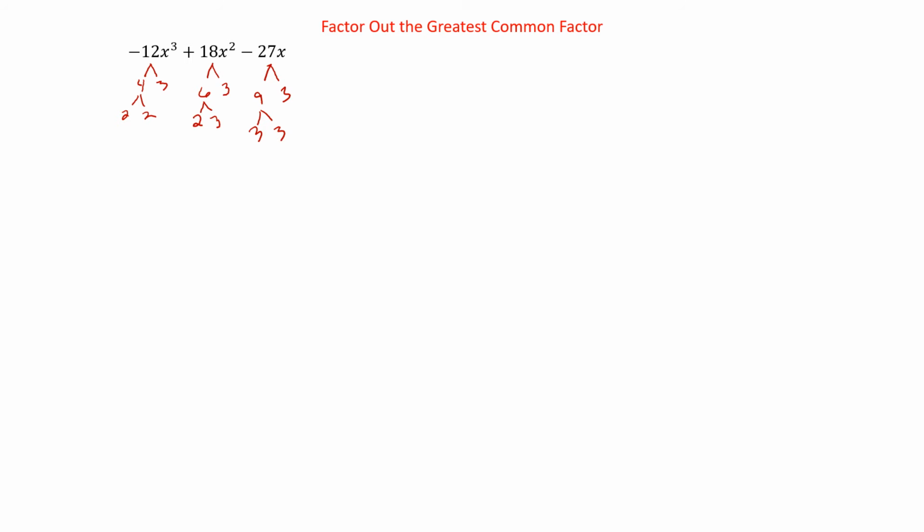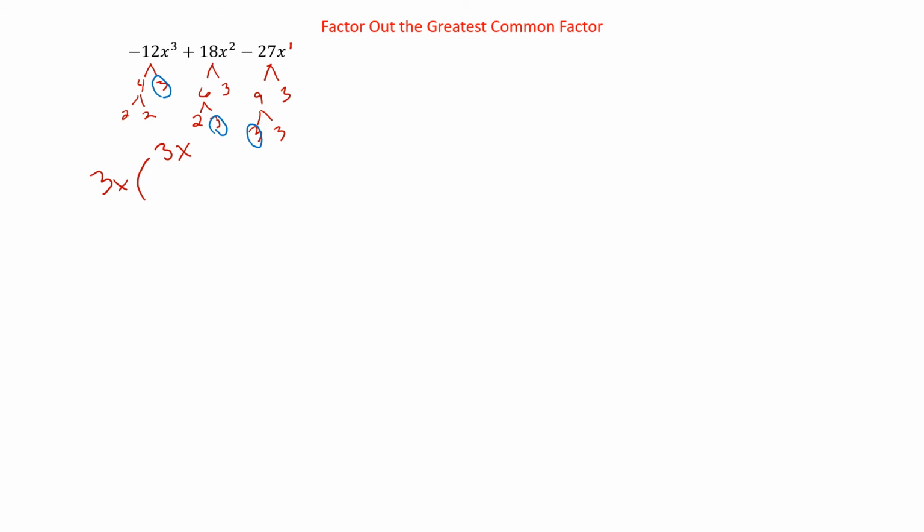So what do these have in common? They don't have a 2, but they all do have a 3 in common. And that's all that they have in common. So it's 3, and then we have an x. And there's only one x because that was our lowest variable. So we're going to factor that out. That is going to come out here. Now, what would we have to multiply to get these values?